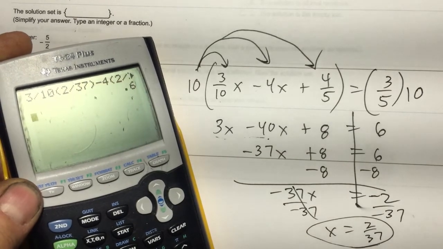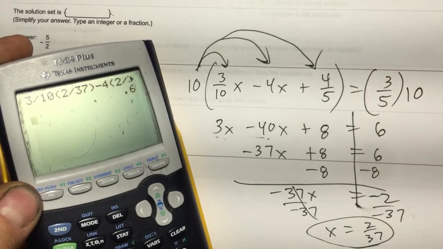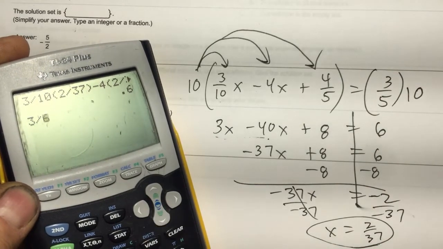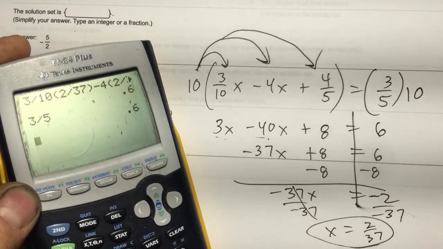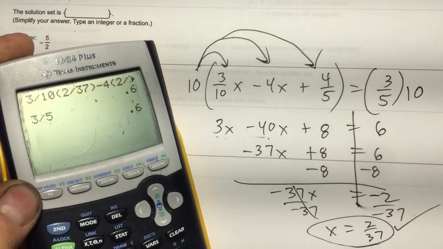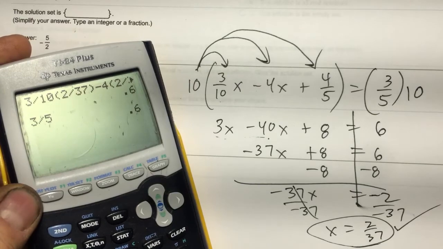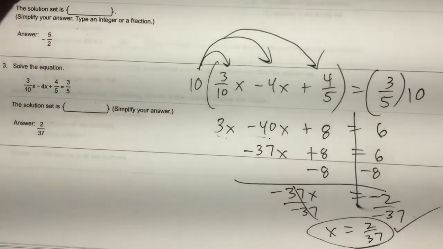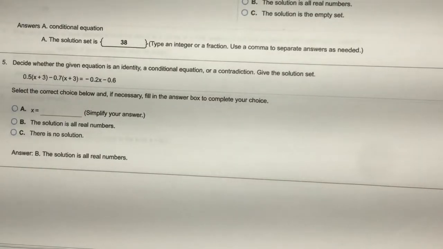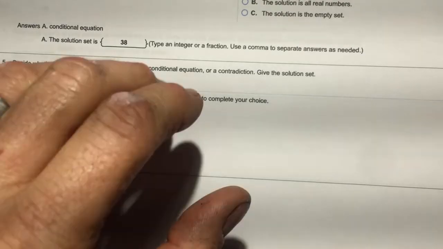That's 0.6. Over here, I just got 3/5. 3 divided by 5 is 0.6. So we're good. And that's what you want to do. You want to check your answers, make sure you're getting them right.